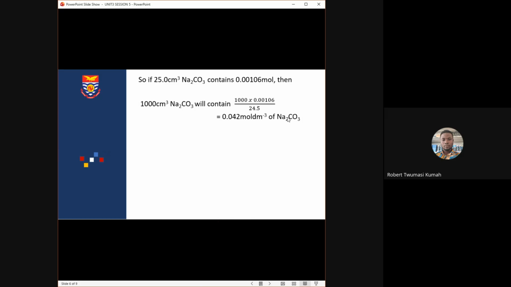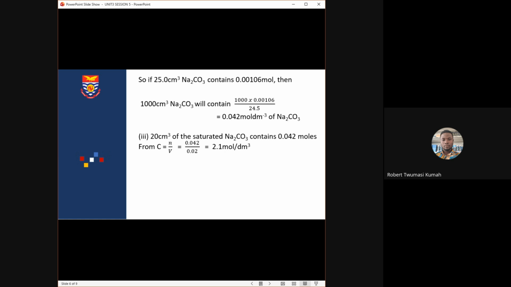And this is a point that we have to look at well. So this is now the number of moles in the 1,000 cubic centimeters of the sodium carbonate. But remember, the volume that was fetched was 20, and that 20 was diluted to 1,000. So if this is the number of moles in 1,000, then this is the same number of moles in the 20, because they fetched 20 and diluted it.